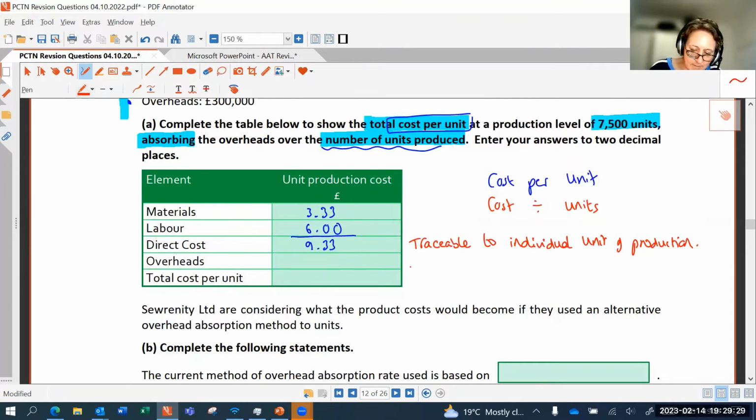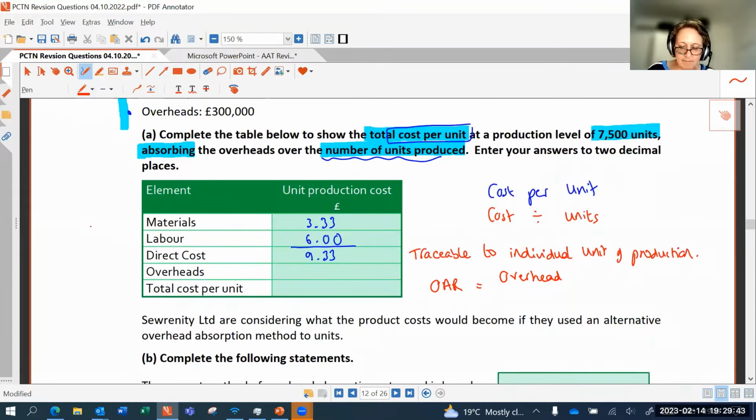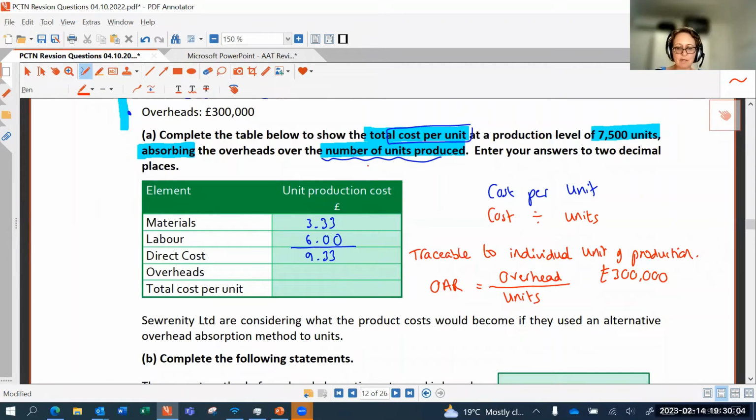Lovely. What I did want to do with the overheads was just remind you about my lovely OAR, the overhead absorption rate, because you say, well, I know what the overhead is. I know that I spend £300,000 on overheads, maybe things like rent, salary of the supervisors, could be anything, couldn't it? The rates of the building, the insurance of the factory, any of those things. And I need to share those costs over the number of units, because the question said absorb it based on the number of units. So let me actually strictly write here, should be overhead divided by the activity.